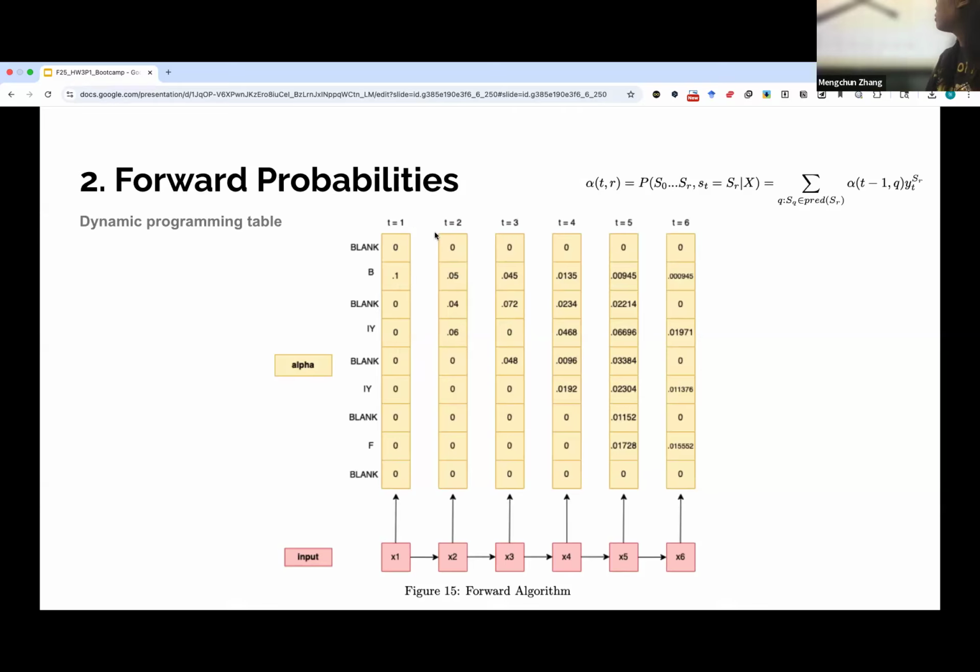And as time goes on, the forward probability just propagates forward. So you can see it goes this way. Then at the end of this table, we consider all the paths that our model can take, based on this input sequence, to get this output sequence. We add up the probabilities across all the possible paths.